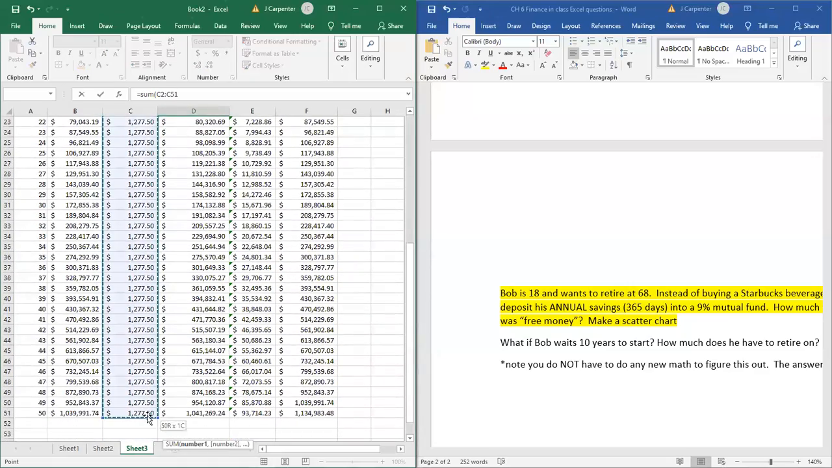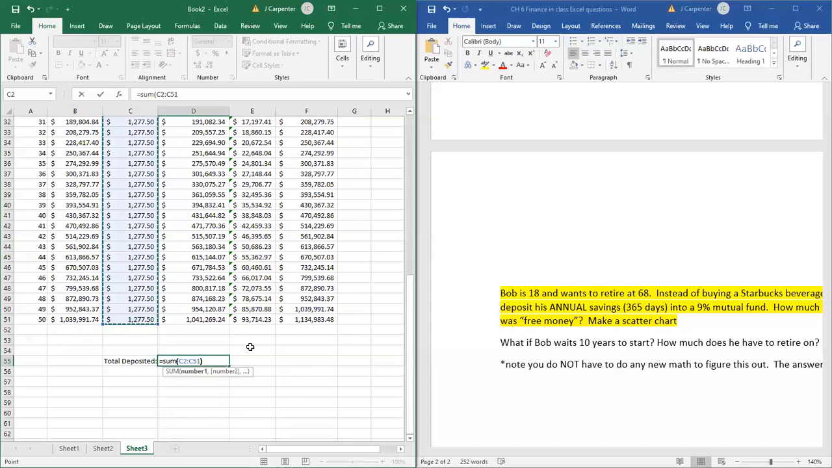That was 50 years worth of Starbucks lattes, coffees, whatever. Close it, enter. We put $64,000 away. Our interest is going to be the difference of how much we ended with, so equals how much we ended with minus the total we deposited, which was this 64,000, and we got $1 million for free.